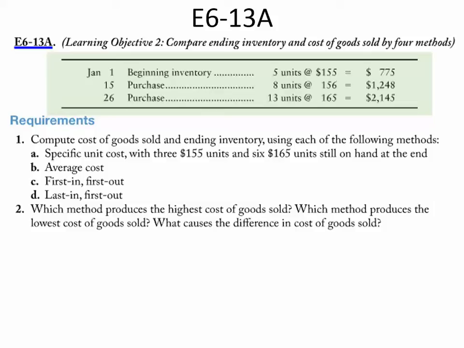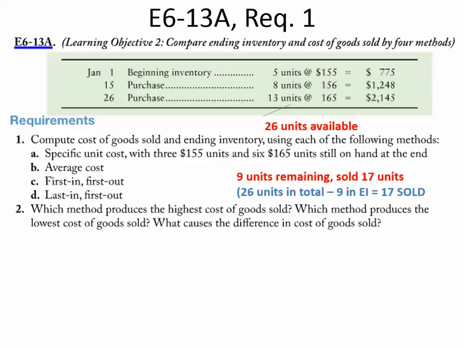What we're doing is we're given some information. We have beginning inventory, then we have a purchase we made on January 15th and a purchase we made on January 26th. And we're told to compute the cost of goods sold and ending inventory using all four methods. And then we have some questions to answer. So let's get started. First of all, just some basic calculations we need to make.